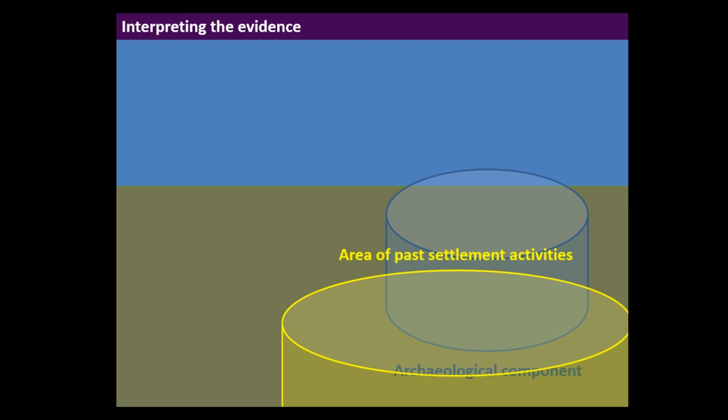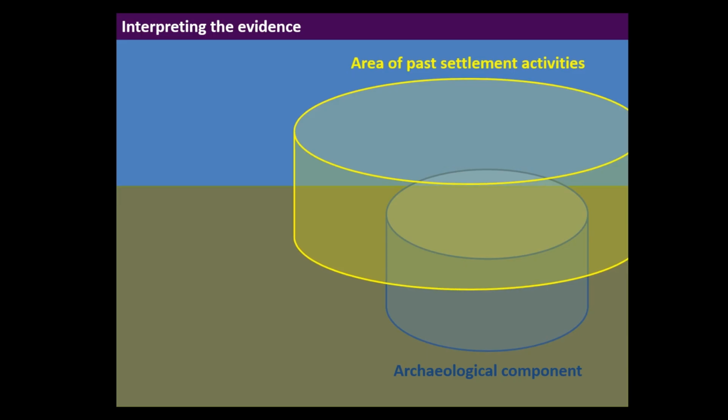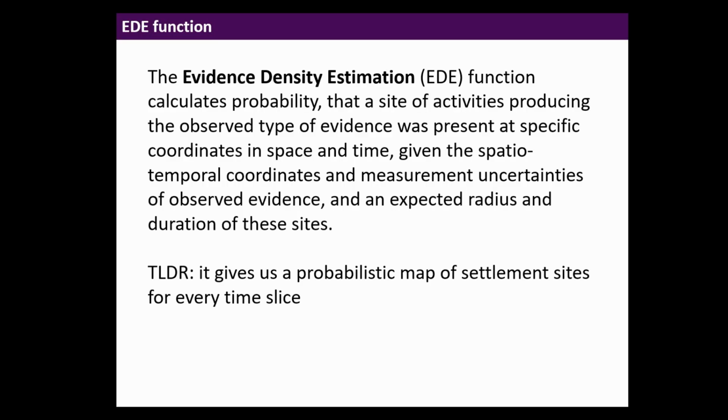The way to statistically assess this is to integrate over space and time. So the evidence density estimation function calculates the probability that the site of activities producing the observed type of evidence was present at the specific coordinates in space and time, given the spatial-temporal coordinates and measurement uncertainties of the observed evidence and an expected radius and duration of these sites. So, in simple words, it gives us a probabilistic map of settlement sites for any arbitrary time slice that we choose.